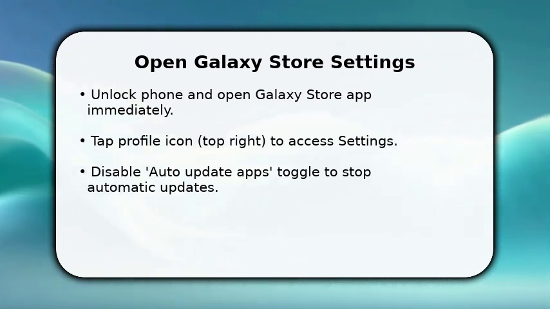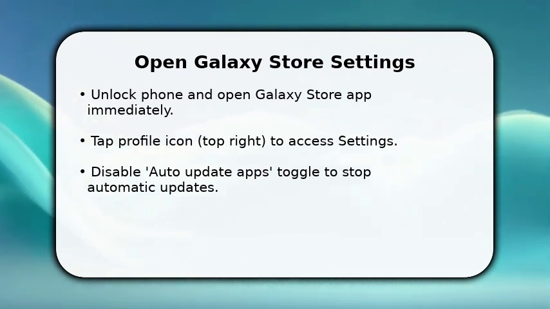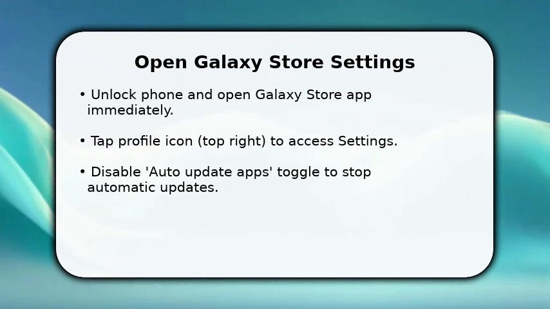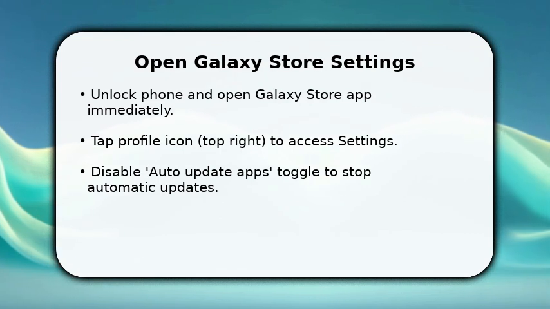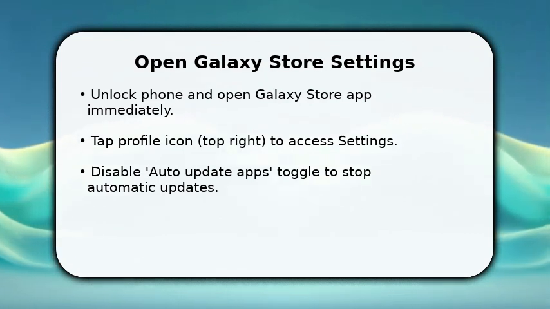Make sure to find the Auto Update Apps option. Toggle it off. This stops the store from updating apps without permission. If you prefer, leave Wi-Fi only updates on, but for a complete stop, turn the Auto Update toggle off.